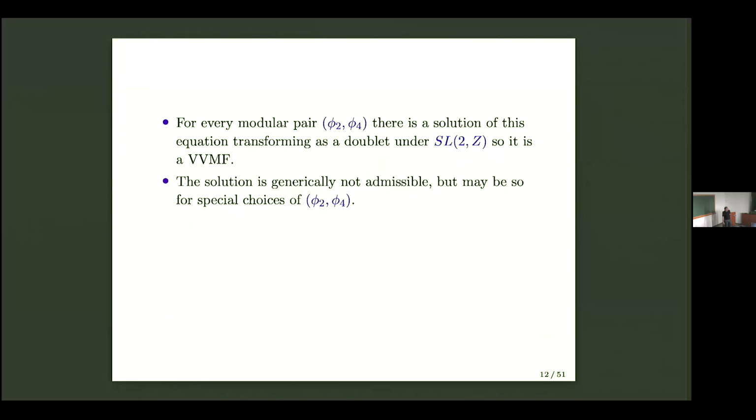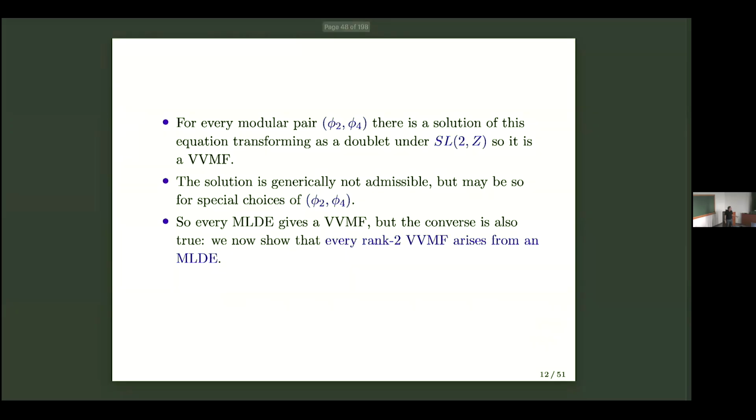But the problem is that for a generic equation, the solution may not be admissible. In fact, we'll see that for a generic equation, the solution is not admissible. But you might be able to specially choose these functions phi2, phi4 to ensure that the solution is admissible. I'll come to how we choose those functions. So we've seen that every modular differential equation gives a vector of modular forms. Now I'll show you that every pair of vector-valued modular forms arises from such a modular differential equation, and it will give us some insight into what these phi2 and phi4 mean in terms of these vectors.